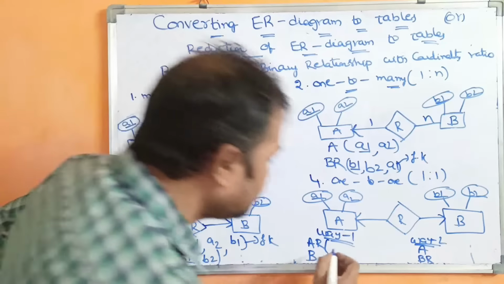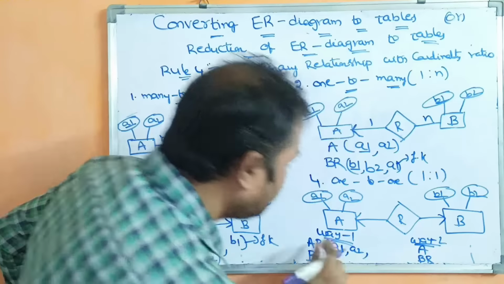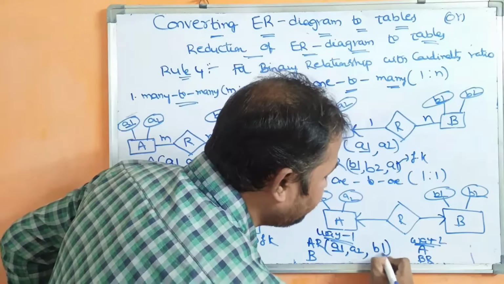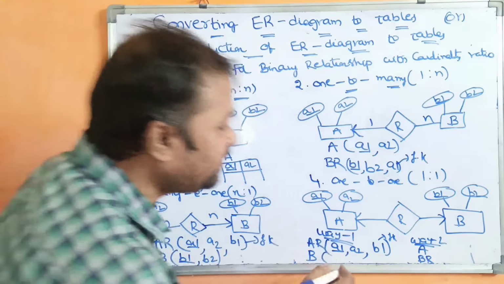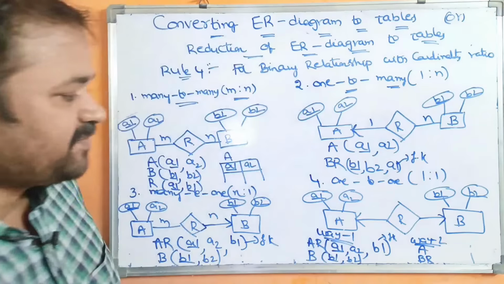So AR means here we are combining A with R. What are the keys? A1, A2. We are combining A with R, so we have to include B1 also. B1 will become the foreign key. And what are the columns of B? Same, there is no difference: B1, B2. B1 is the primary key.